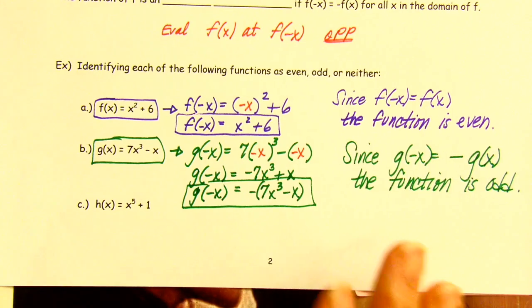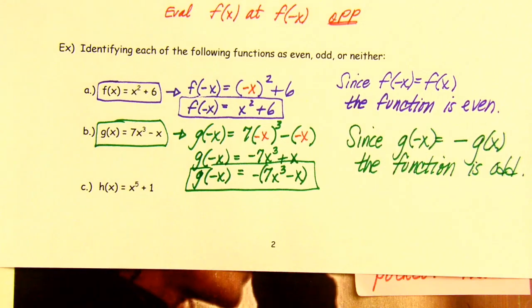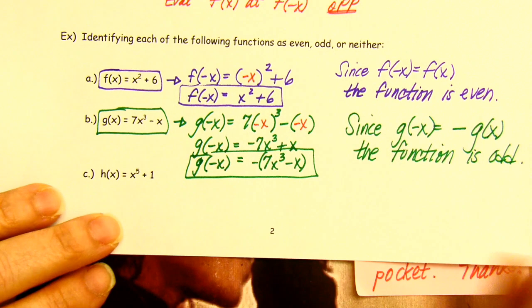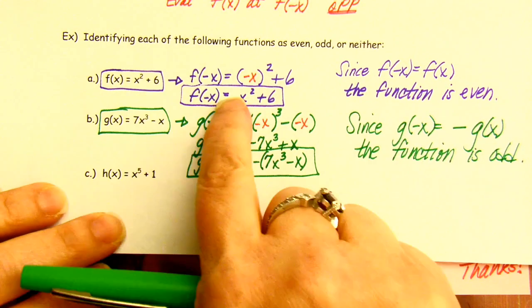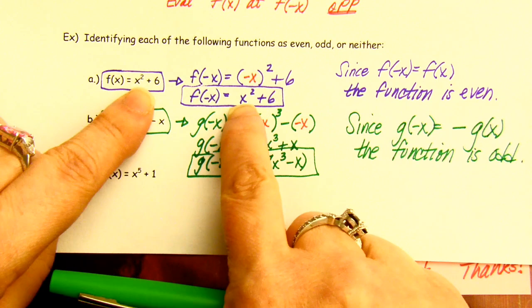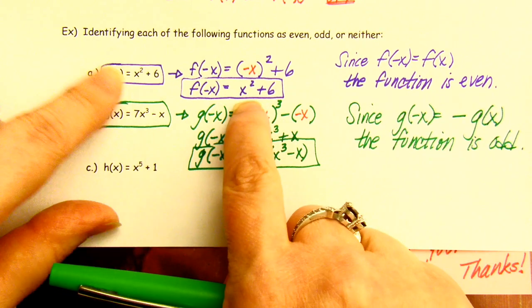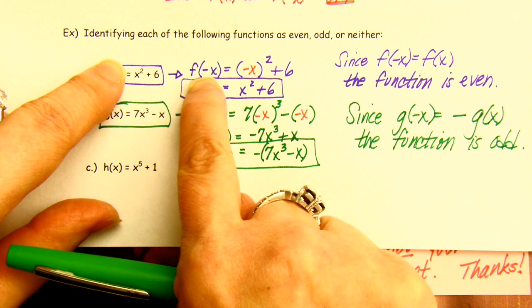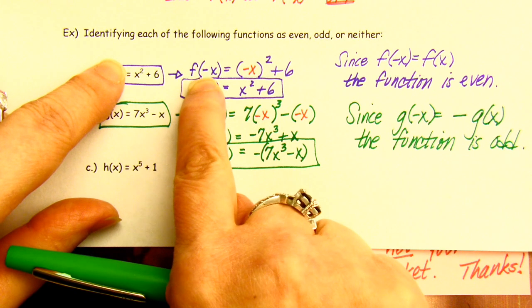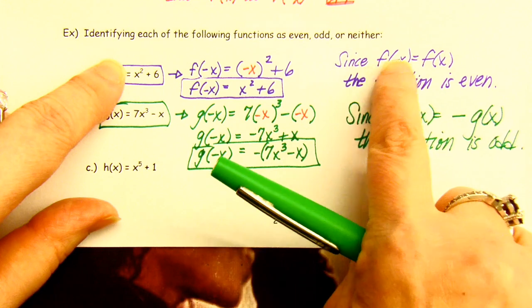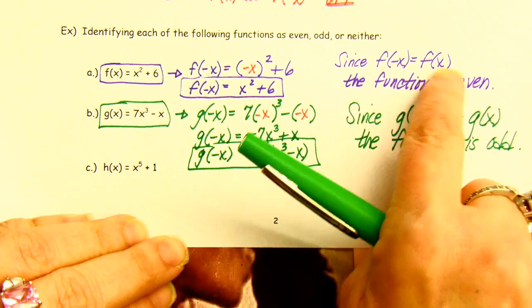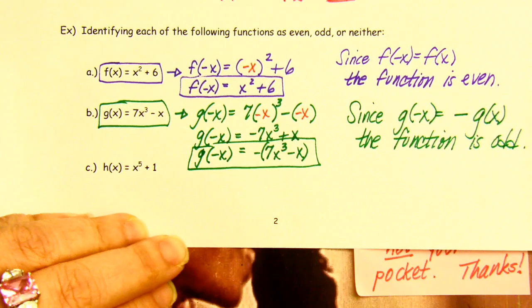All right, move my paper over a little bit. All right, so one more time, up here. I compared the two, the output, right? The output is the y. F of x takes the place of y. All right, so I compare the right side, x squared plus 6, it's exactly the same. So since f of the opposite of x equals f of x, the function is even. Folks, we're saying that when the x's are opposites, the y's are still going to be the same. And that's true with an even function.